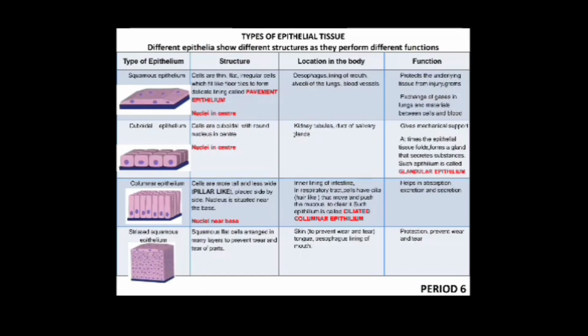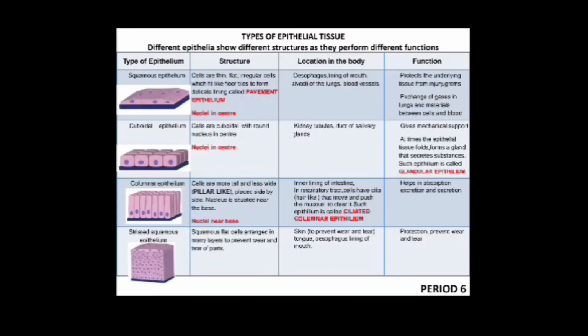So, squamous epithelium. The cells of this tissue are thin, flat, irregular, which fit like floor tiles to form delicate lining called the pavement epithelium. The nucleus is located in the center of the cells. Where they are found? So, in the esophagus, lining of the mouth, alveoli of the lungs, and blood vessels. What is the function? So, it protects the underlying tissues from injury, germs, and exchange of gases in lungs, and materials between cells and blood occur through these cells.